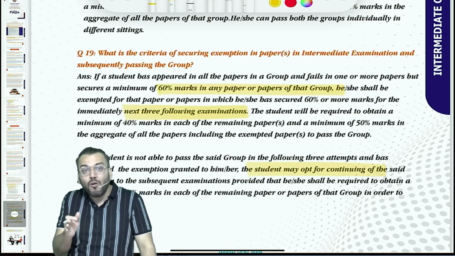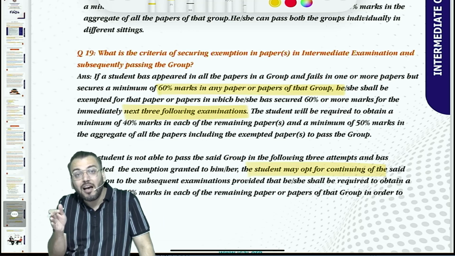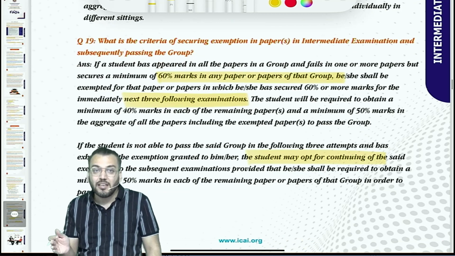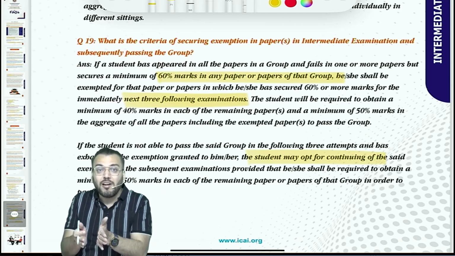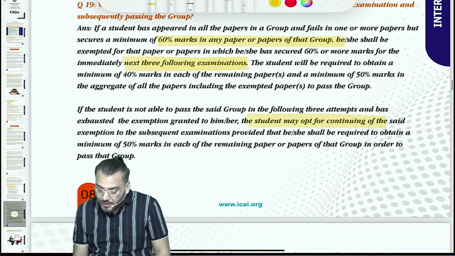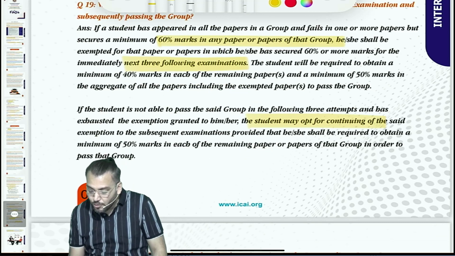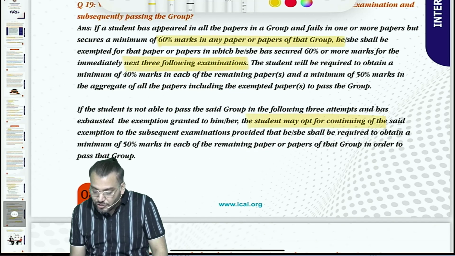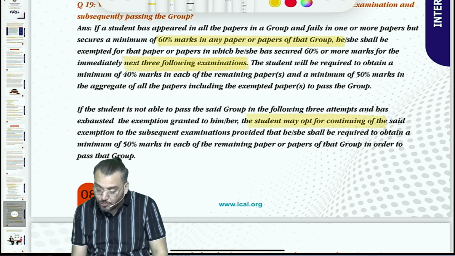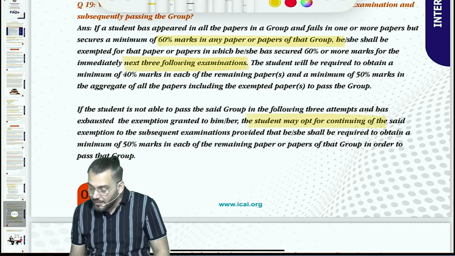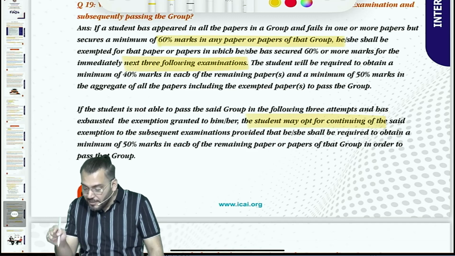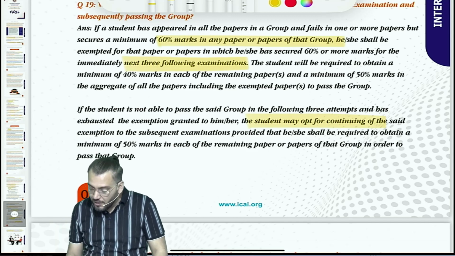But if you want to continue the exemption after three examinations, are you getting? After the three following examinations, if you want to continue that exemption, then you can opt for that also. Correct? What they want to say is, if the student is not able to pass the group in the following three attempts and has exhausted the exemption granted to him, the student may opt for continuing the exemption to the subsequent examinations, provided he shall be required to obtain a minimum of 50% marks in each of the remaining paper or papers of that group.